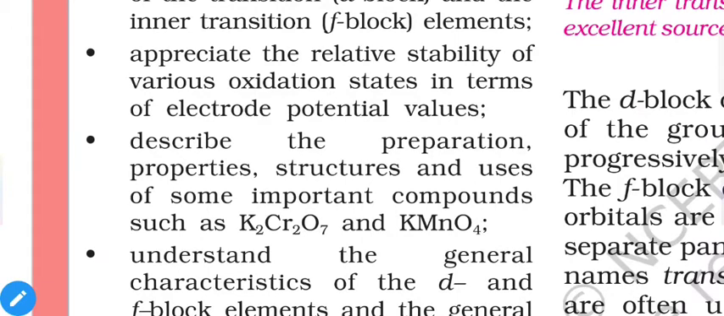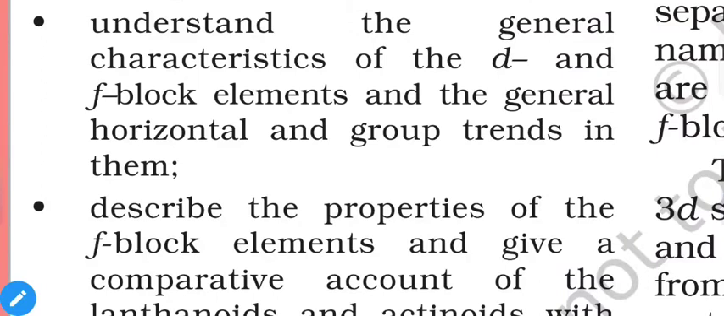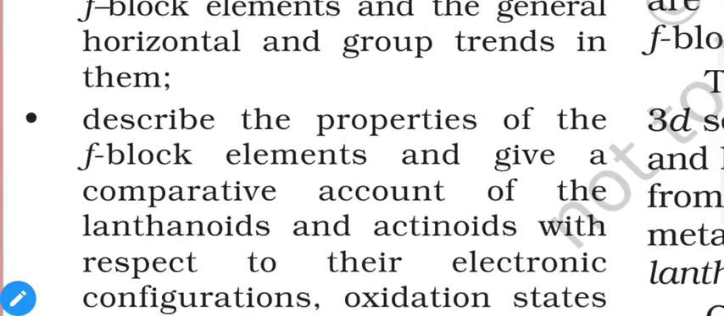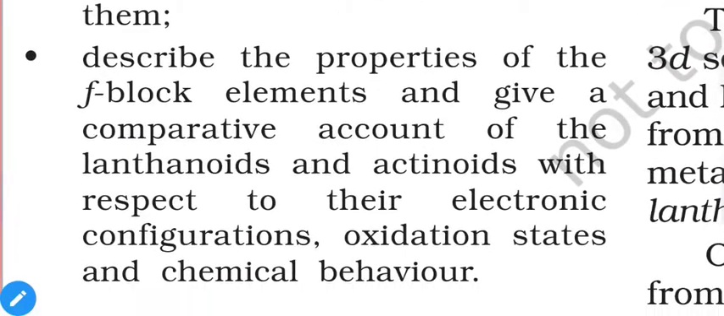Now both of these compounds are coordination compounds, and in coordination compounds you have ionic bonds and coordinate covalent bonds. We will discuss it in detail. Understand the general characteristics of d and f block elements and the general horizontal and group trends in them. Describe the properties of the f block elements and give a comparative account of the lanthanoids and actinoids with respect to their electronic configurations, oxidation states and chemical behavior.